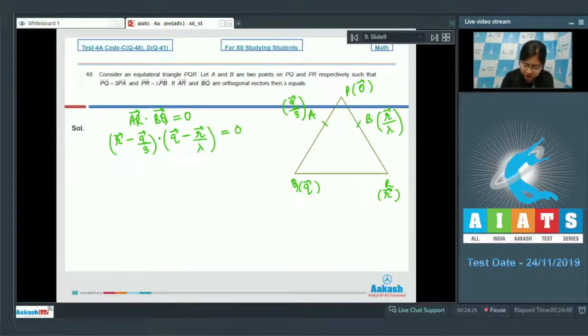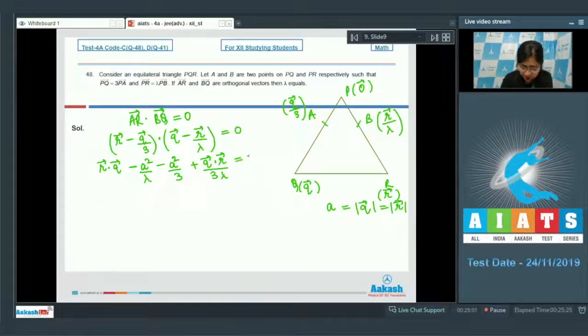So this is equal to 0, which means that R vector dot Q vector minus, let us take the side of the equilateral triangle as A. So we can say A is equal to mod of Q vector is equal to mod of R vector. So this is minus of mod of R vector whole square, that is A square by lambda, minus again A square by 3 plus Q vector dot R vector divided by 3 lambda is equal to 0.